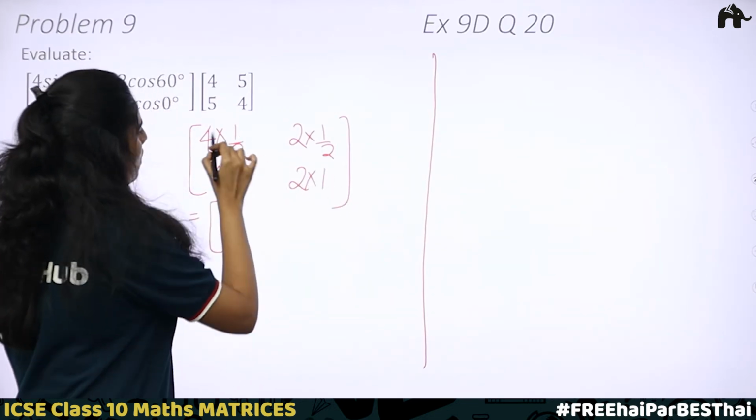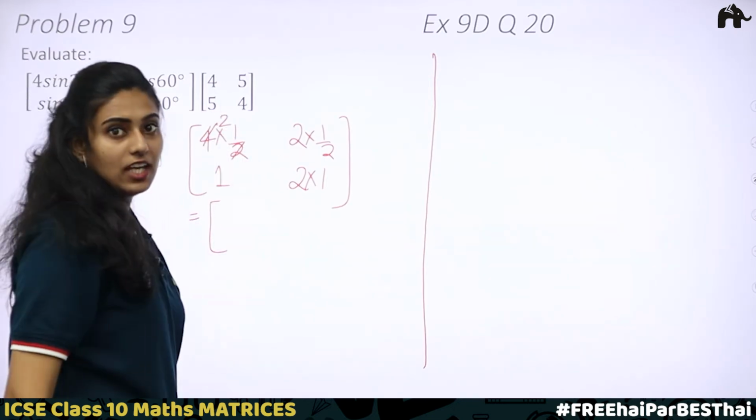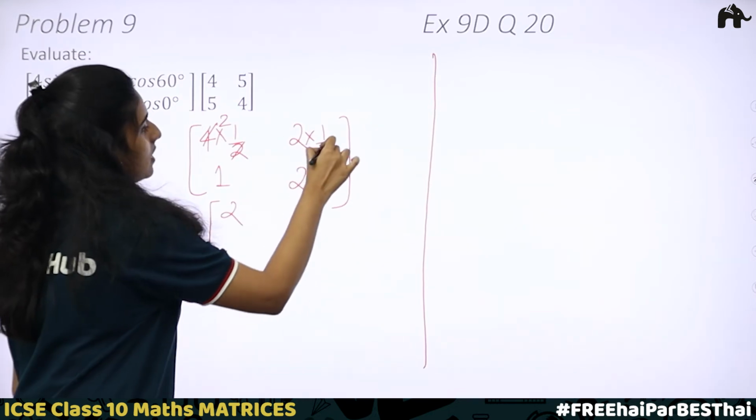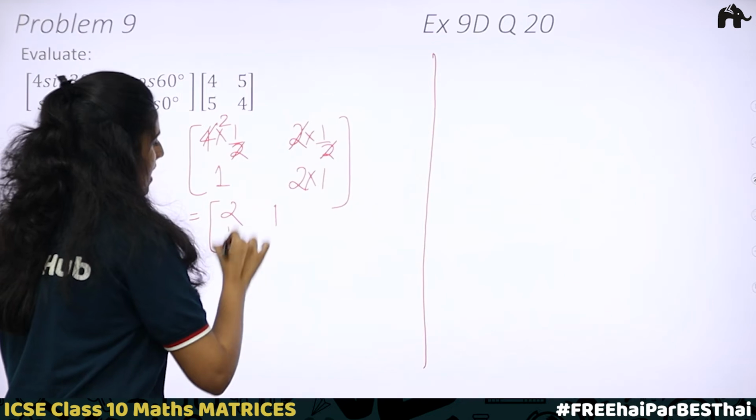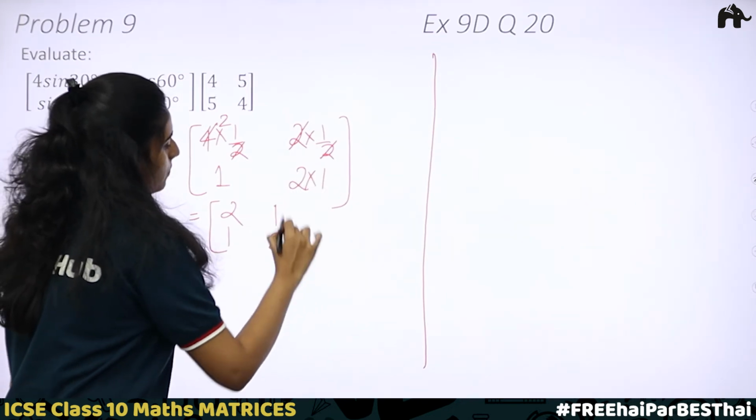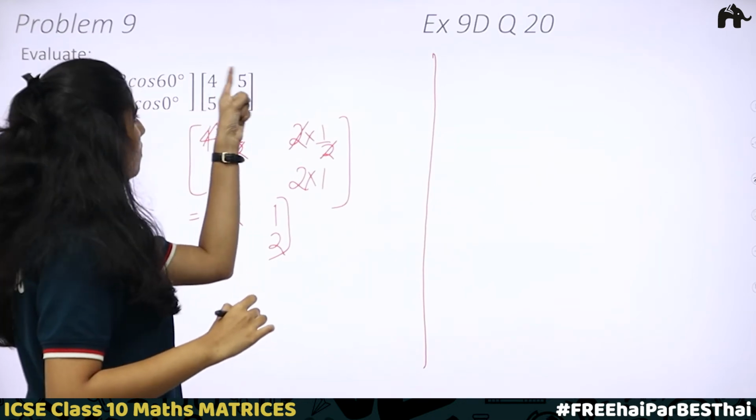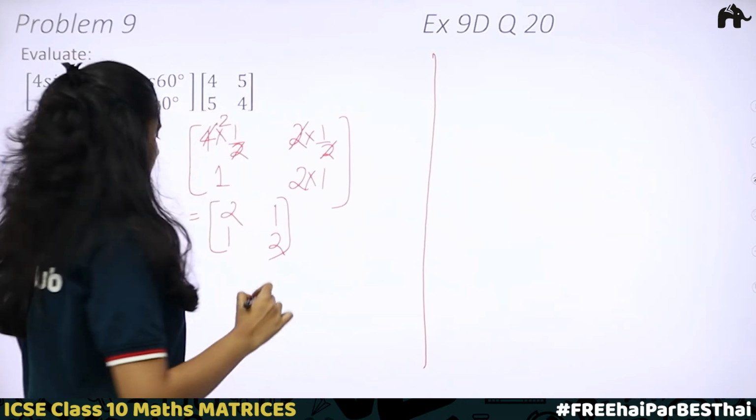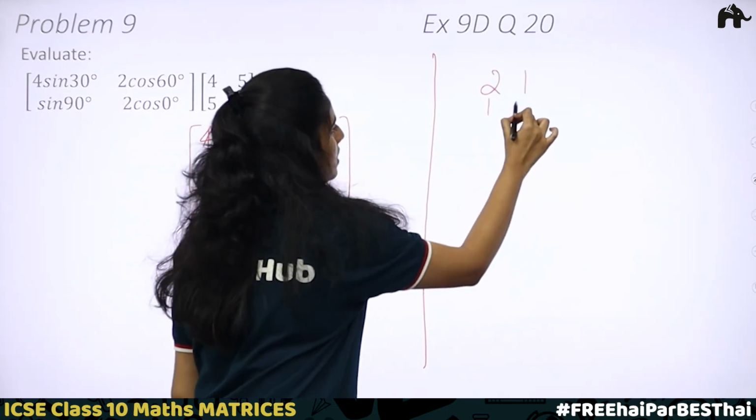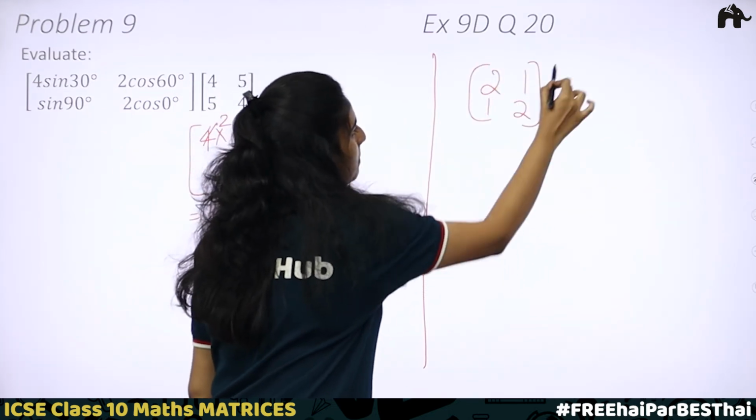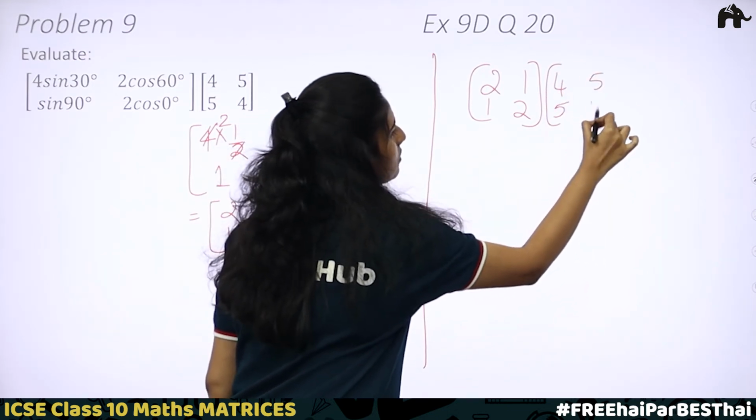Okay. We'll be getting the values. That is 4 into 1 by 2. Cancelling, we get 2. Next, 2 and 2 get cancelled, then 1. Here we have 1. 2 into 1, 2. Now this is multiplied with [4, 5; 5, 4]. Okay. Here we have [2, 1; 1, 2] multiplied with [4, 5; 5, 4].